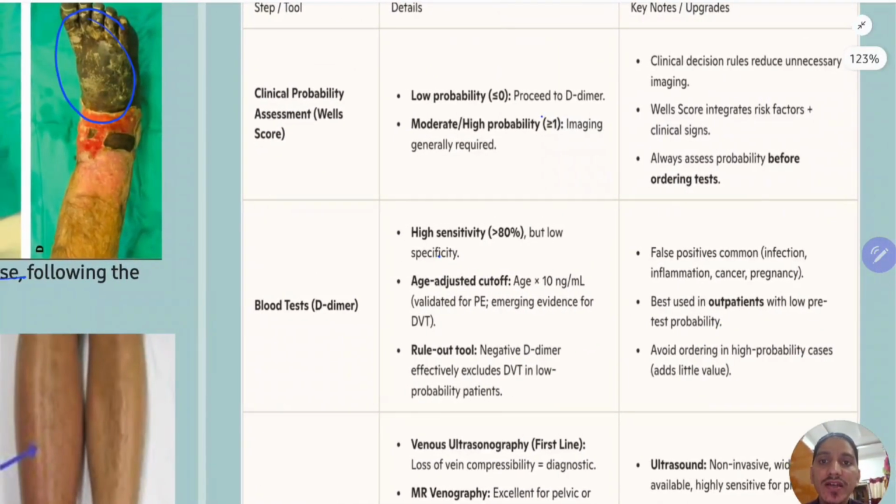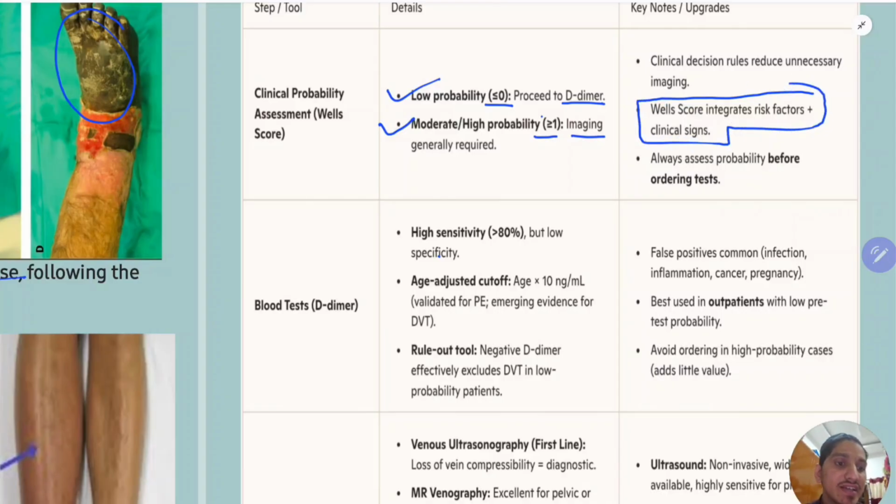So clinical probability. Low probability is nothing but no points, so proceed to D dimer. Moderate to high probability is nothing but at least having 1 point, so proceed to imaging. Okay. So Wells score integrates risk factor with clinical signs. That is nothing but Wells score.